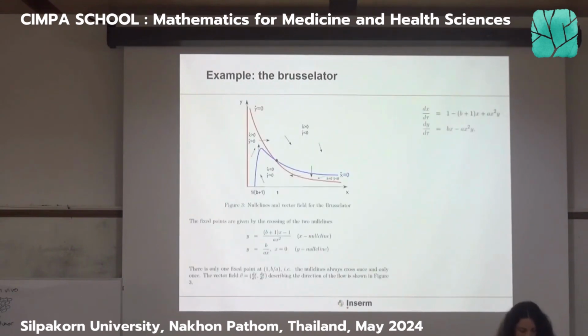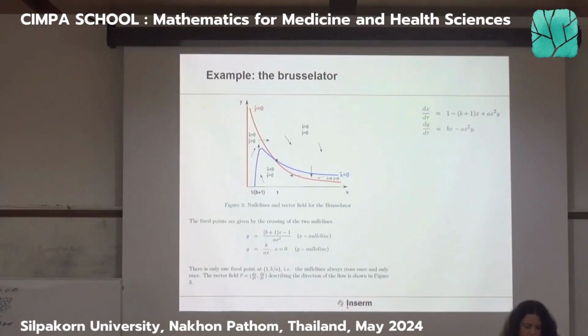If you want to compute the null lines, you just set this equal to 0 and that equal to 0, and you get those equations. And if you draw them, you have them. So you have the x nullcline here, the blue one, and the y nullcline here, the red one. Next, what you can do on the phase plane is draw the vector field of your system, which is the flow, so those are the arrows that you can see here.